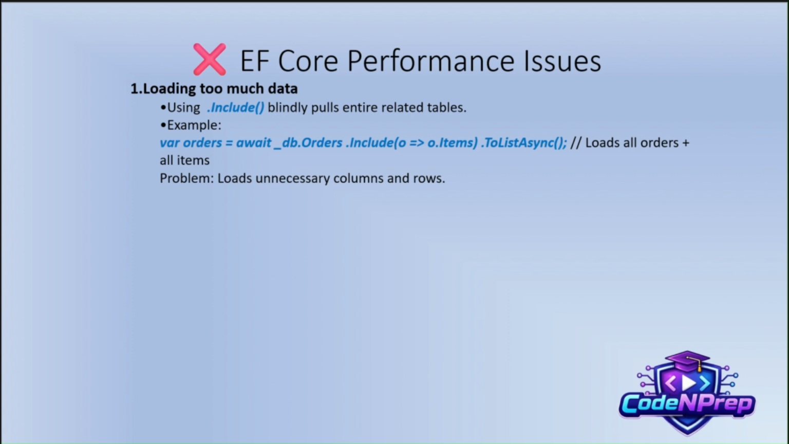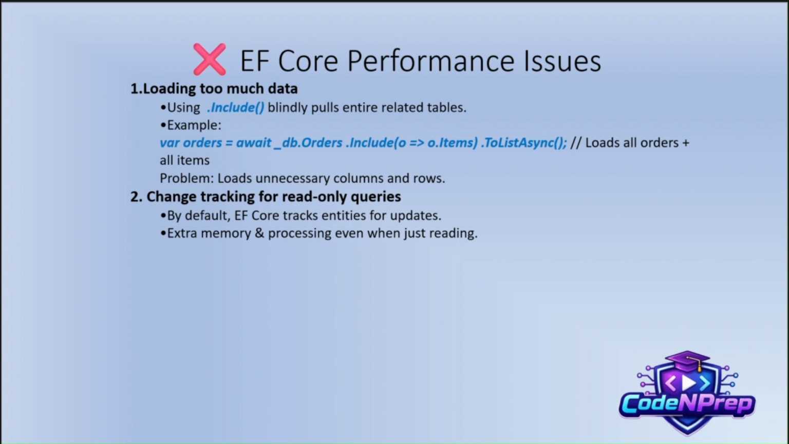If you can see this example, here the Include function is used. So it loads all the orders plus order items. The problem with this query is it loads all the unnecessary columns and rows. Now the next performance issue is change tracking for read-only queries. Entity Framework Core tracks entities by default. It is great for updates, terrible for read-only queries. Tracking adds extra CPU and memory overhead.